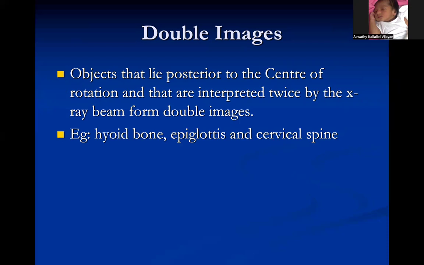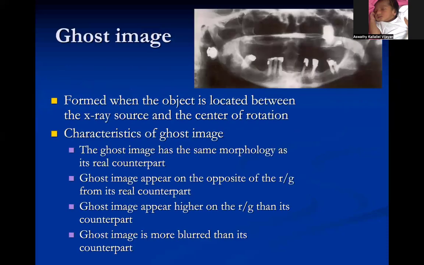Example: hyoid bone, epiglottis, and cervical spine. Ghost images are formed when the object is located between the X-ray source and the center of rotation. Characteristics of ghost image: the ghost image has the same morphology as its real counterpart. Ghost image appears on the opposite side of the radiograph from its real counterpart. Ghost image appears higher than its counterpart, and ghost image is more blurred than its normal image.